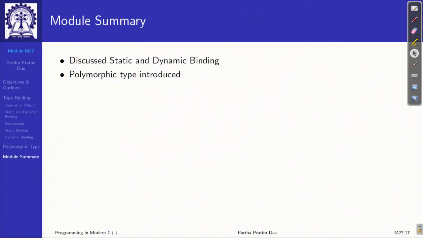So, here we have discussed static and dynamic binding, and we have just introduced the polymorphic type. We will talk more about that in the coming modules.